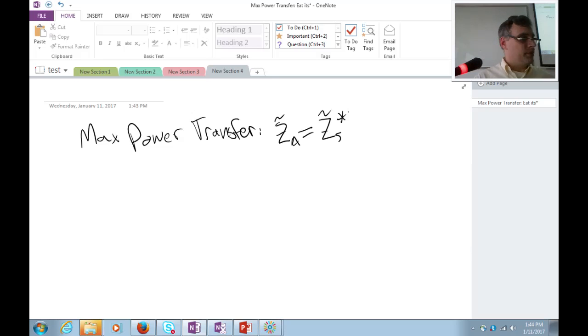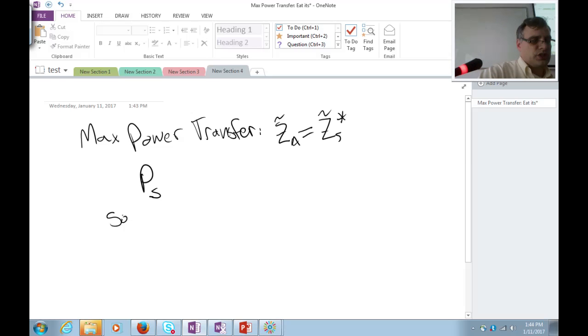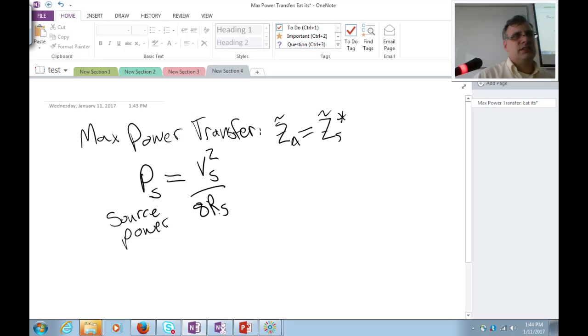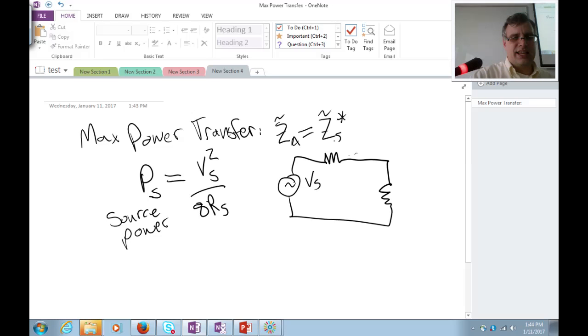That means you'll get as much power as you possibly can from that source into the antenna. And if that's the case, then that source power that you can transmit maximally is V_S squared over 8R_S. And of course you can see that fairly readily because in the maximum power transfer condition, the reactive components cancel, so all you're left with equivalently is R_S, yes?